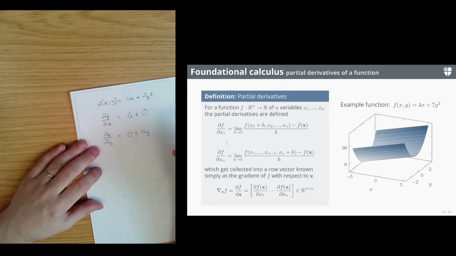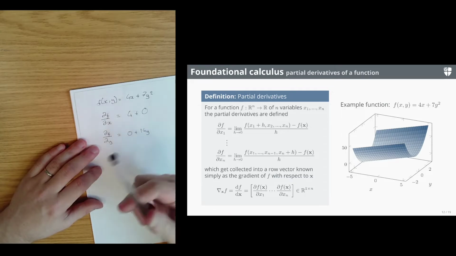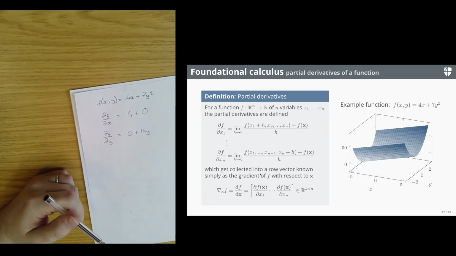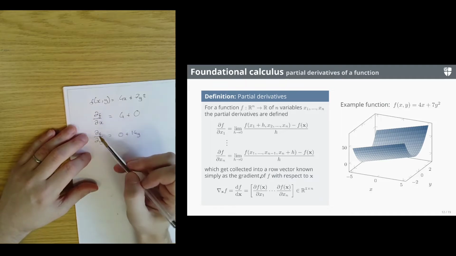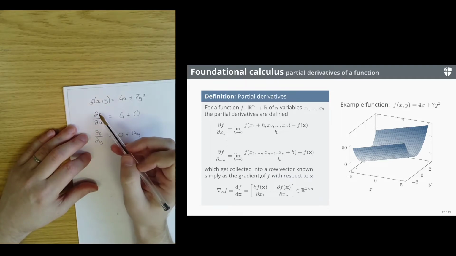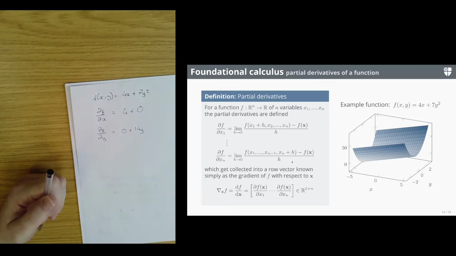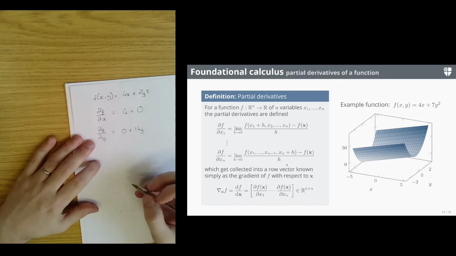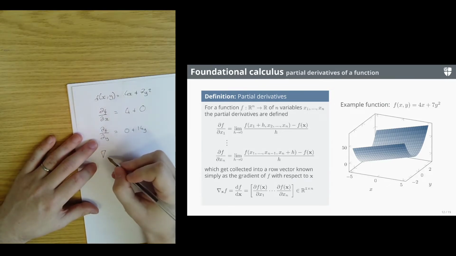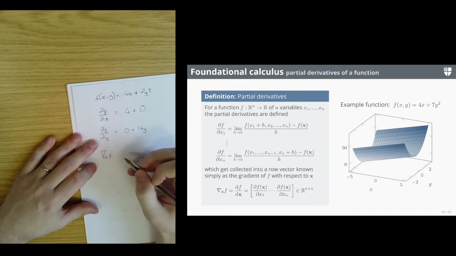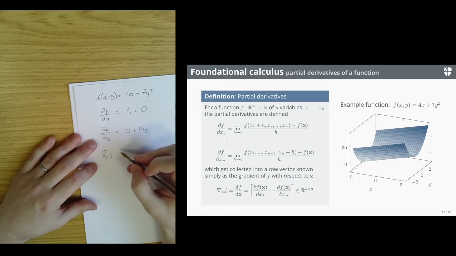So another example, just to make this clear, if you look back at this slide, all of the partial derivatives get collected into a row vector known simply as the gradient. Here we've got these two partial derivatives, so you can imagine just putting them together into a row vector, which is called the gradient. So let's see another example now where we calculate the gradient of some function with respect to x. We could do it with respect to other variables.